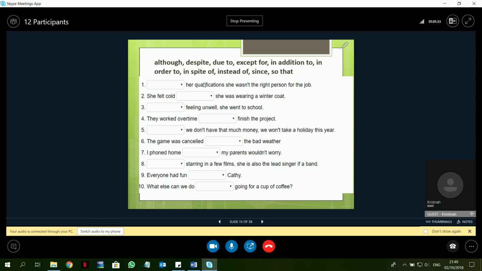Contohnya ini, feeling unwell, she went to school. Jadi, despite feeling unwell, she went to school. Meskipun merasa nggak enak badan, dia tetap pergi ke sekolah. Oke? Okay? Sekarang nomor 4. They work overtime, to finish the project.